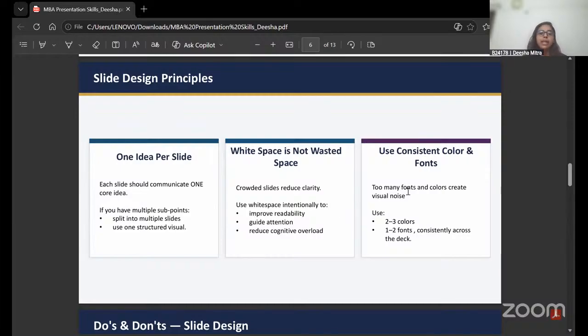And again, a very important hygiene check is your color and fonts. Do not use a lot of colors in your slide, especially with your case competition PPTs.